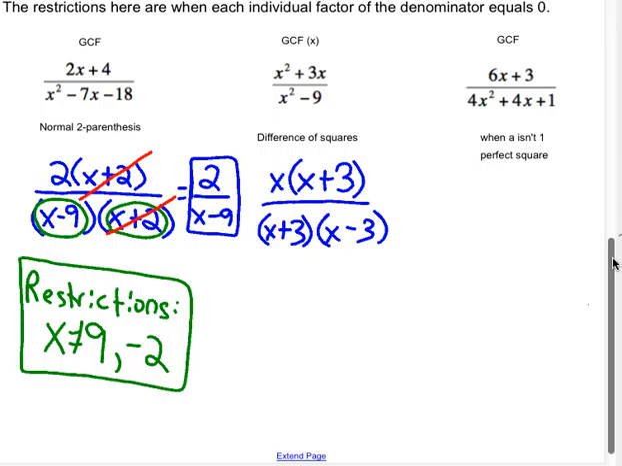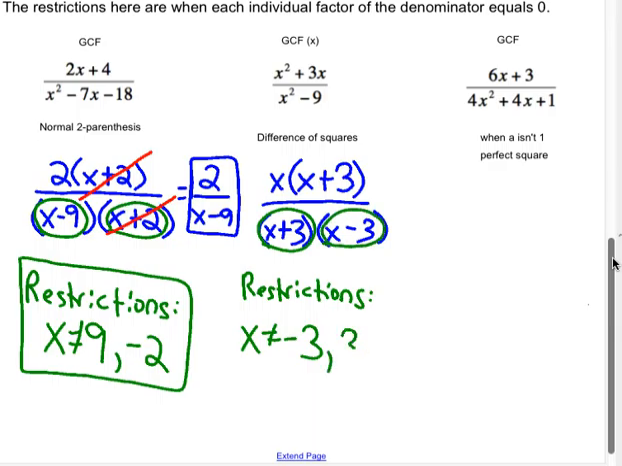post-factoring, but pre-canceling, I'm going to make my restrictions. I look at this piece of my denominator. What would make that divide by 0? Well, if x were negative 3, I'd be dividing by 0. This piece right here, if x were positive 3, I would be dividing by 0, and I want to make sure I don't do that.